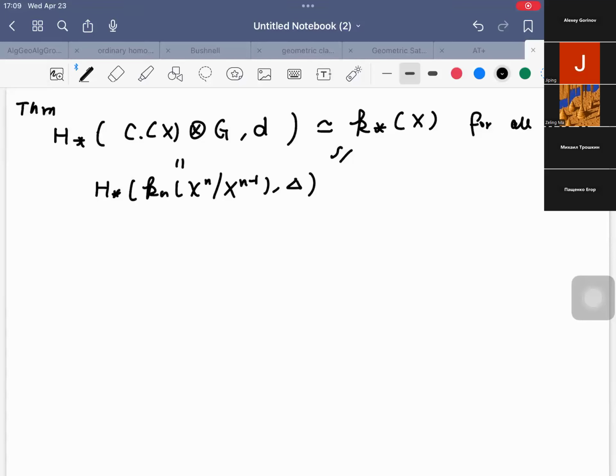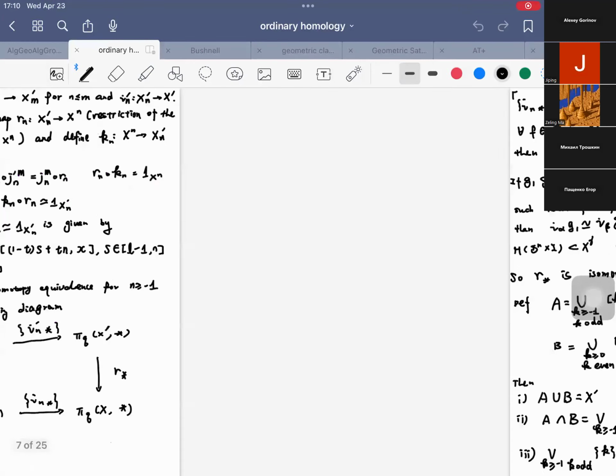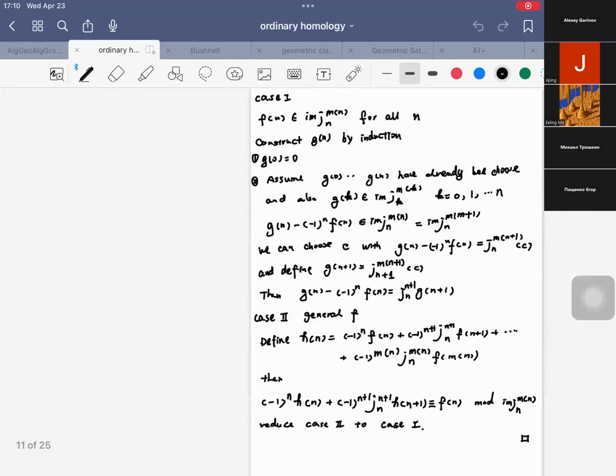How to show this is an isomorphism? Because we have a commutative diagram. Maybe I can copy my commutative diagram, because if I write down this part, it will take more time.